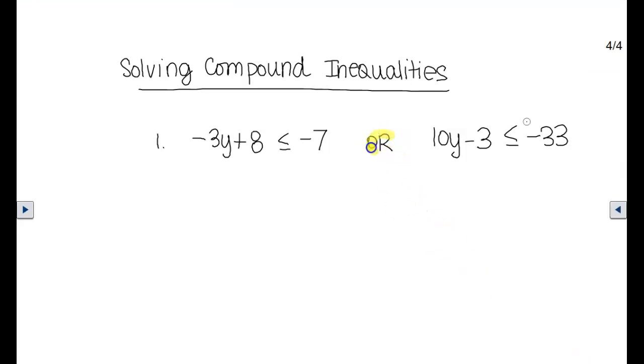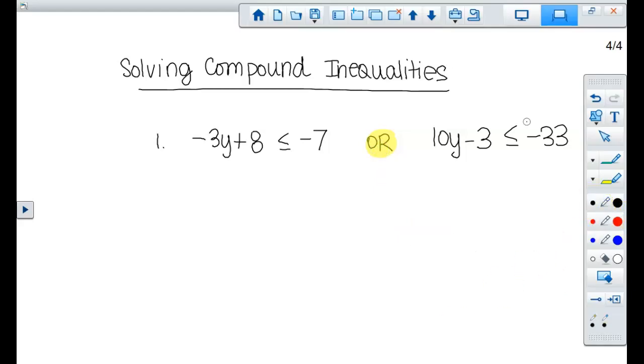All right, first thing I want to look at with this example is that this is an OR problem. So my y values are going to have to do either one thing or the other. I should expect airplane wings when I get this all graphed out. So what we're going to do here is take the first problem and solve it, second problem and solve it, and then we'll do our graphing and our interval notation.